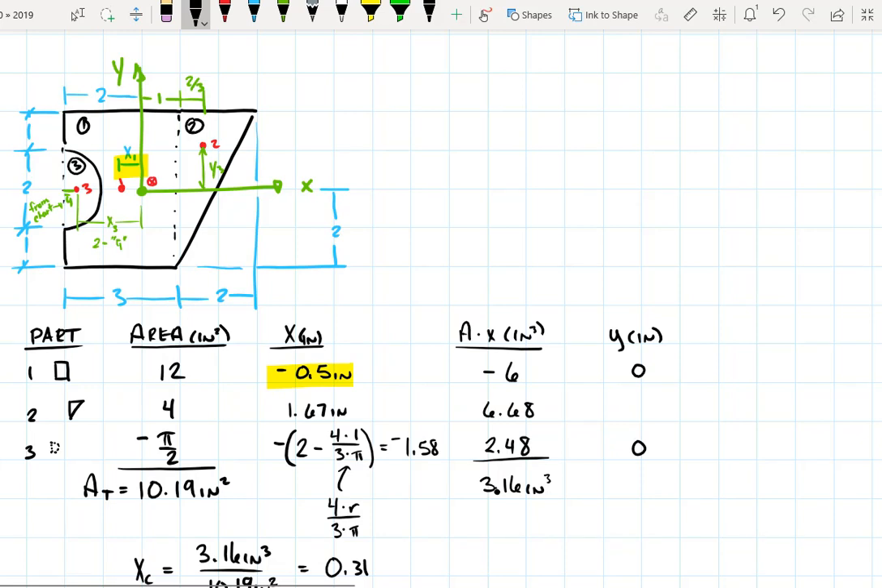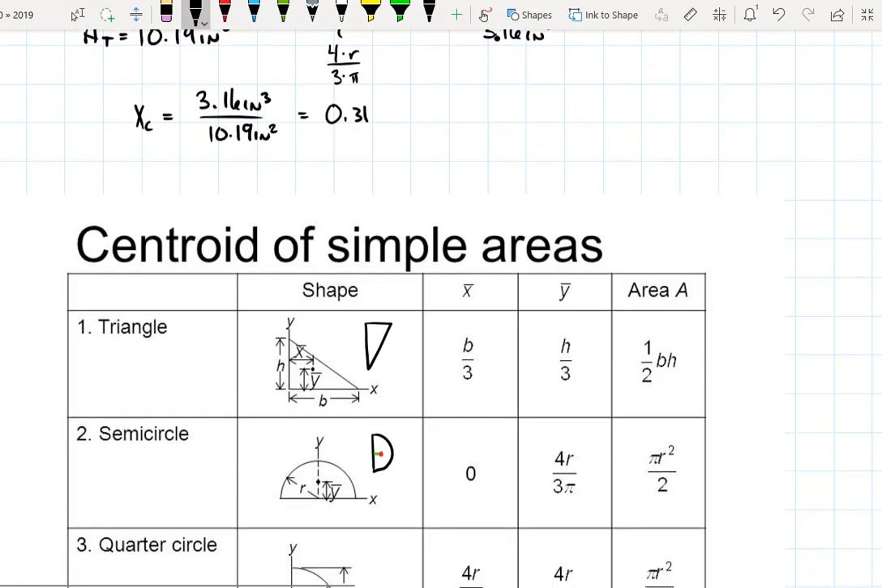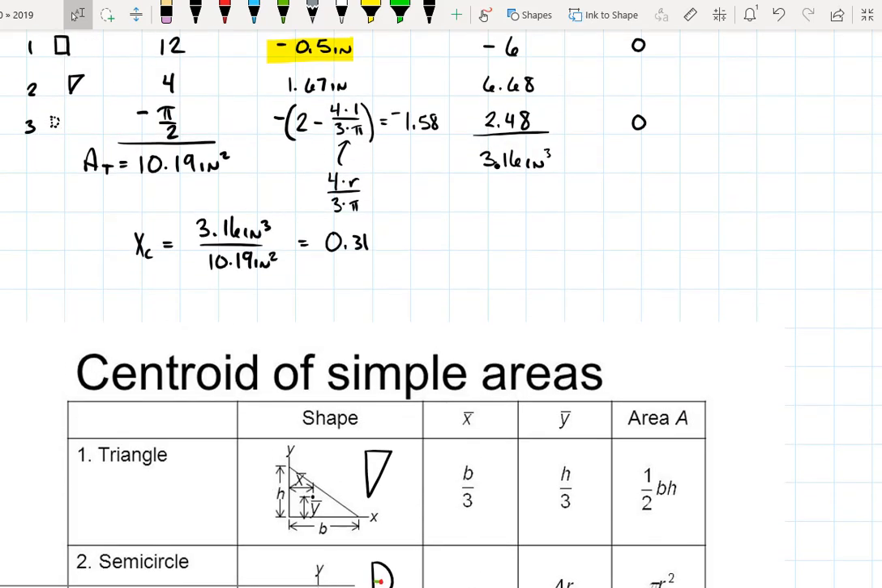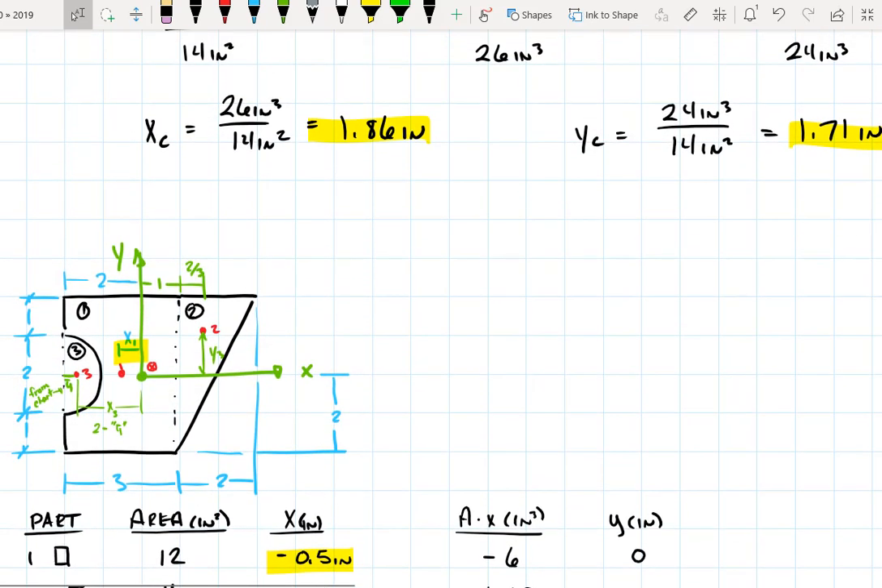This one can be a little bit tricky because I go to my chart, my triangle, and in this case I've rotated 90 degrees, so it's labeled as x. X bar is base over 3. The tricky part is to not forget what it's telling me is this distance.